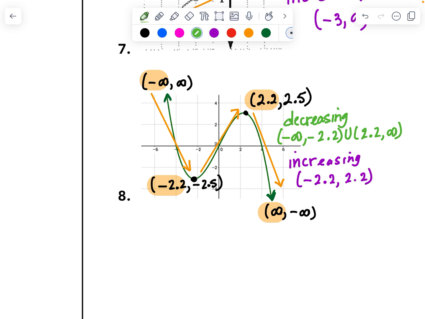I want to double check that. So it decreases from negative infinity to negative 2.2. Then it increases from negative 2.2 to 2.2. Then it decreases from 2.2 to infinity.